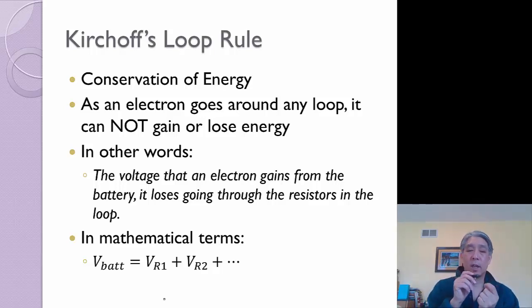Or in other words, the voltage that an electron gains from going through a battery, it must lose all of that voltage, or all of that potential energy, as it goes through all the resistors in a loop. Mathematically speaking, what we would say is that the voltage of the battery is equal to the voltage of the resistors as I go around the loop. This is a simplified form that we will be using for the sophomore year. We'll be looking at a more accurate form in junior year.